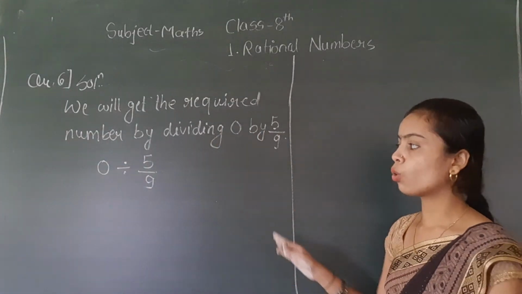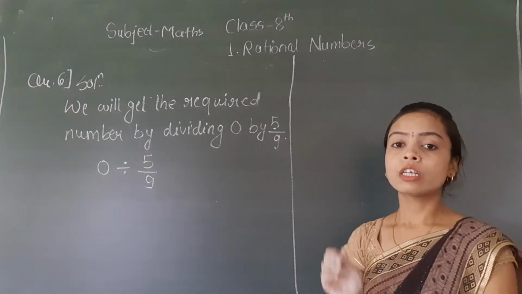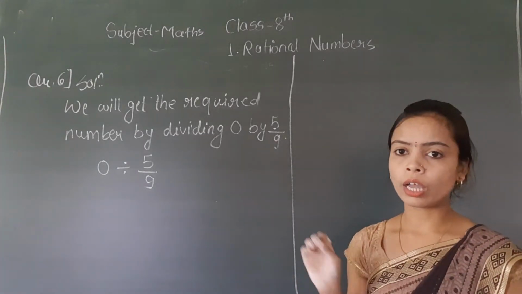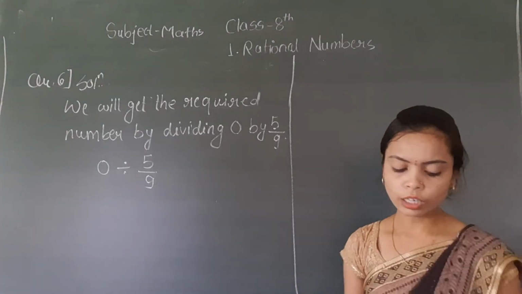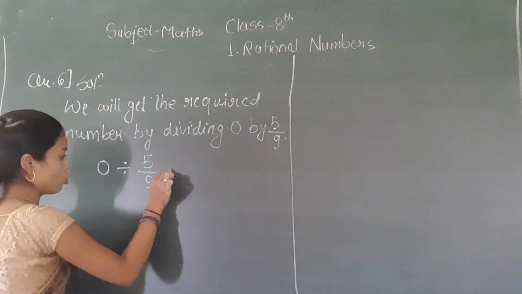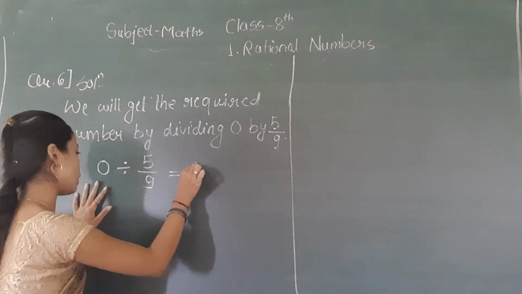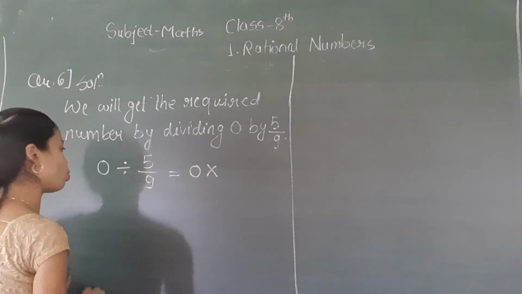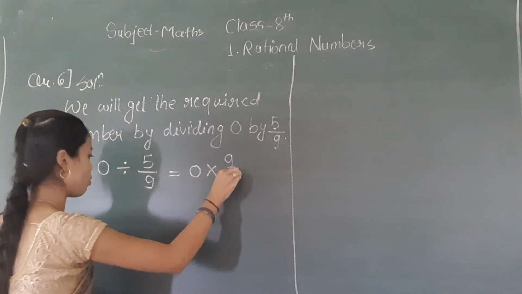If there is a 0 in the numerator, अगर 0 न्यूमरेटर में होता है तो आंसर 0 आता है या नॉट डिफाइंड आता है? बोलो. अगर आपको नहीं समझ में आ रहा है तो you can change it. So write your first fraction as it is, change division symbol to the multiplication symbol.